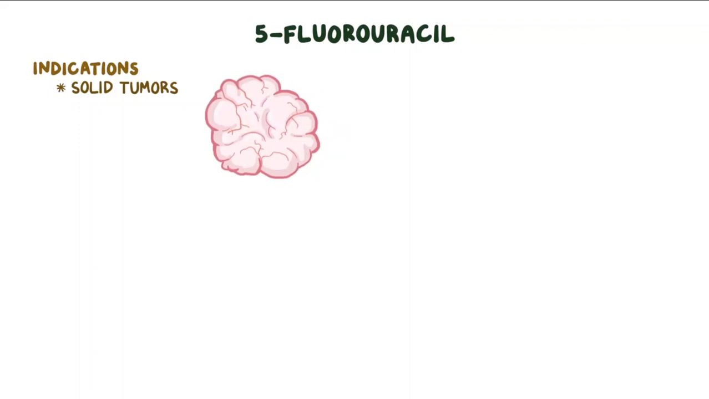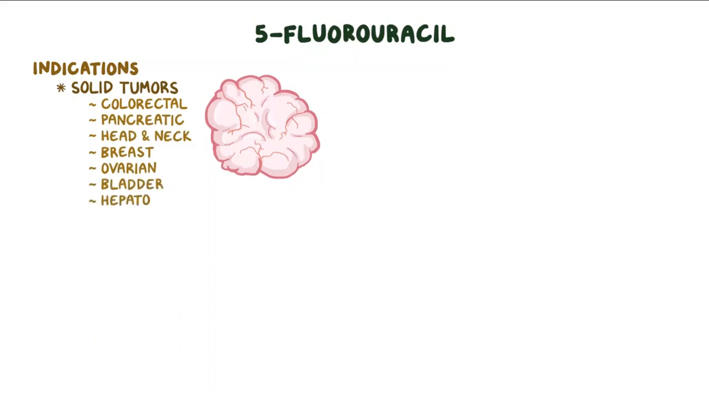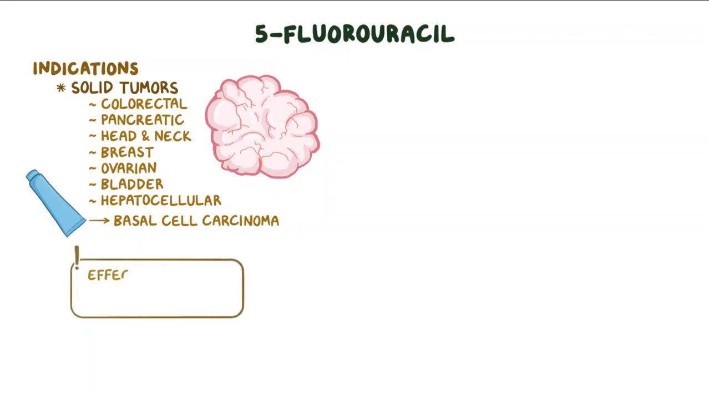Now, unlike the other antimetabolites, 5-fluorouracil is indicated for solid tumors rather than hematologic malignancies. Common indications include colorectal cancer and pancreatic cancer, but it's also indicated for head and neck cancer, breast cancer, ovarian cancer, bladder cancer, and hepatocellular cancer. What's more, 5-fluorouracil can also be applied topically for the treatment of basal cell carcinoma. Now, keep in mind that the effects of this medication can be enhanced with the addition of leucovorin, which is also called folinic acid, and it's a reduced form of folic acid.